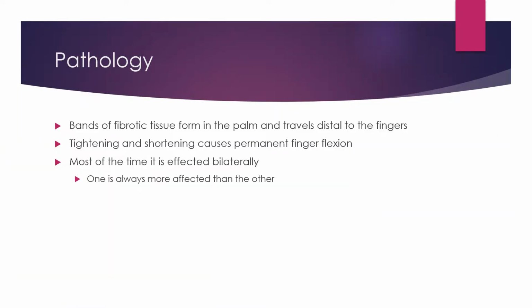Pathology: when bands of fibrotic tissue form in the palm and radiate distally towards the fingers, the tissue tightens and shortens, causing permanent finger flexion in the affected fingers. This usually happens bilaterally. However, one is always more affected than the other.